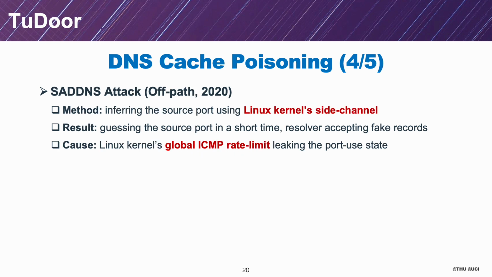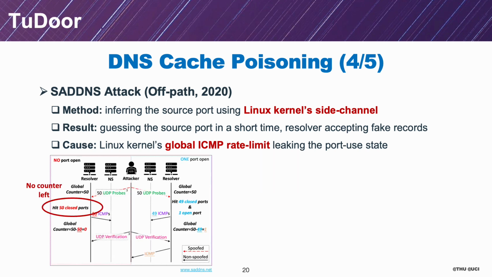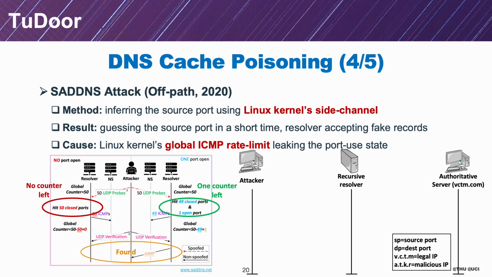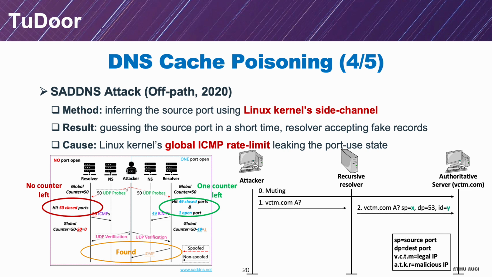The fourth one is the famous SAD DNS attack. By using the Linux kernel side channel, attackers could use a global counter to expose the in-use port. Then to attack the target resolver, the attacker mutes the authoritative server first, and after the target resolver sends out a query, the attacker probes the source port using the side channel and brute forces the TXID. If the TXID matches, the attack will succeed.